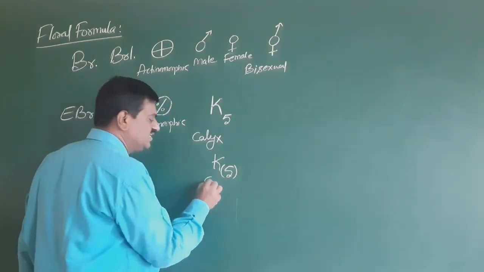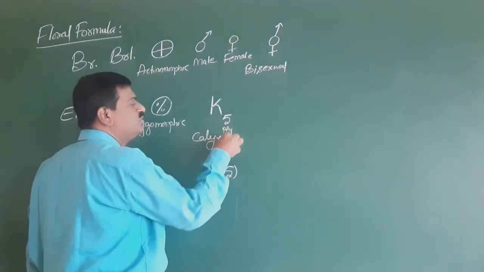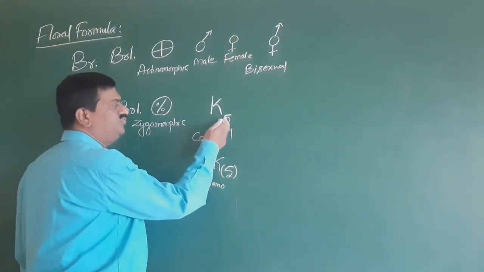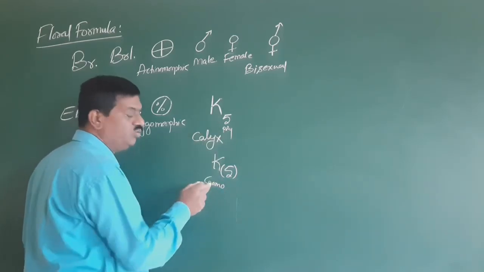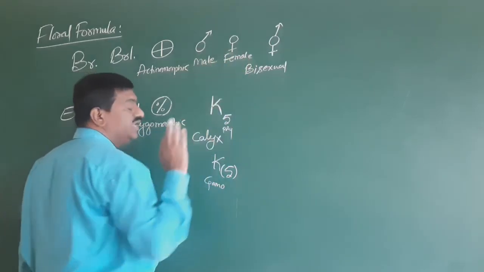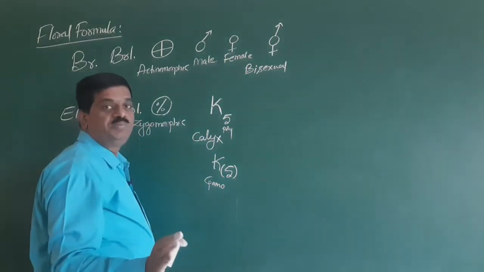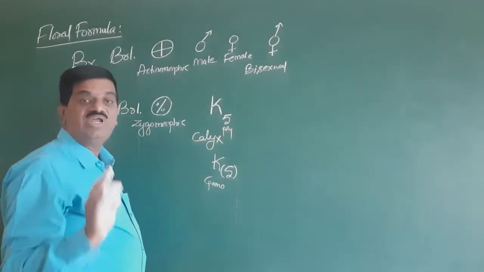So this is called gamosepalous, and the other indicates polysepals. So this is free 5, and this one is with brackets. The words I am writing below should not be written. Only the representation should be written. The words written below are only for your verification.